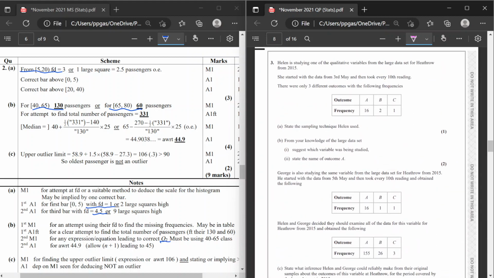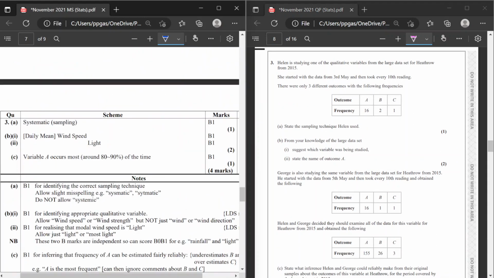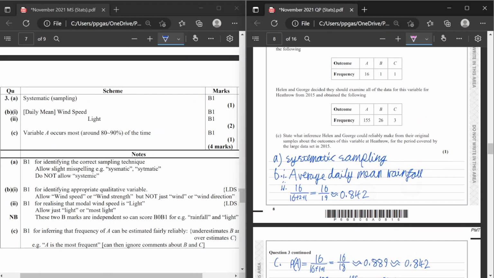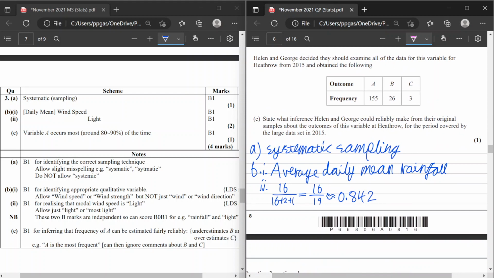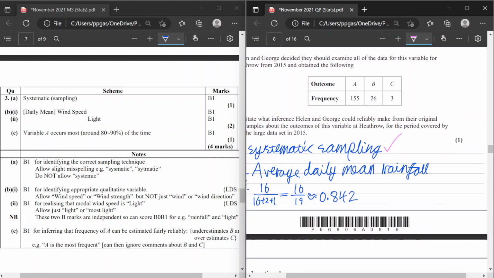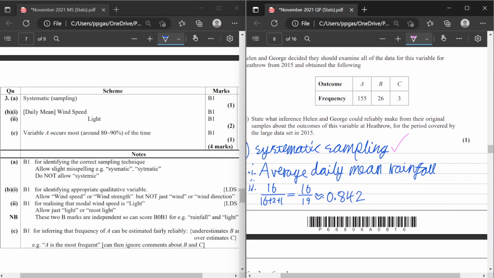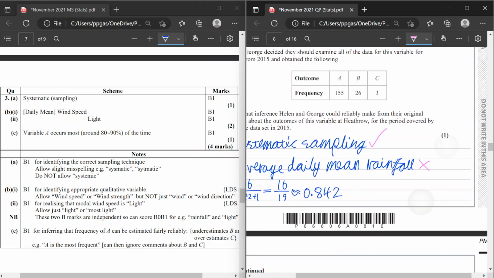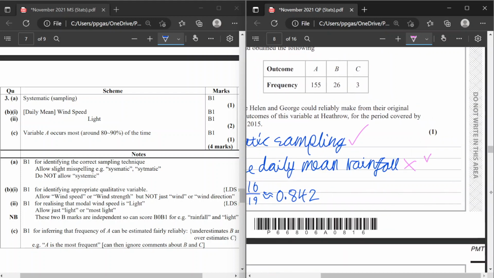Next one. Okay, large data set. Here we go. This just seems quite simple recall, I suppose. 3A, systematic sampling. That's just knowledge of sampling methods. 3BI, I got this wrong. I said it's daily mean rainfall. Apparently it's not. So I got that one wrong. It's actually wind speed, as you can see by the mark scheme.